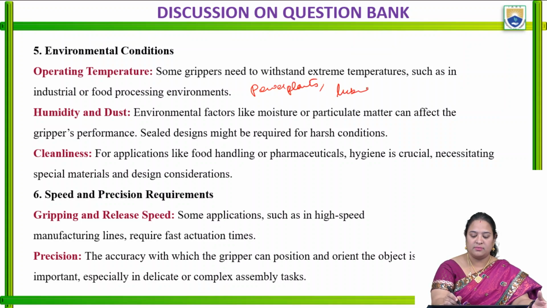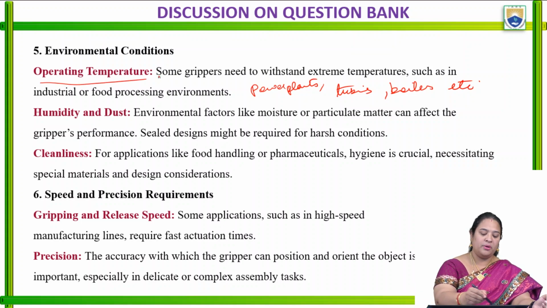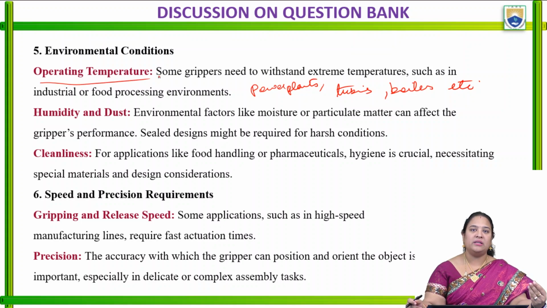turbines, near boilers, etc. So where heat generation is extreme, generally where there is extreme heat temperature being generated, there we come across the operating temperature. In that particular concept we design the robot's end effector.